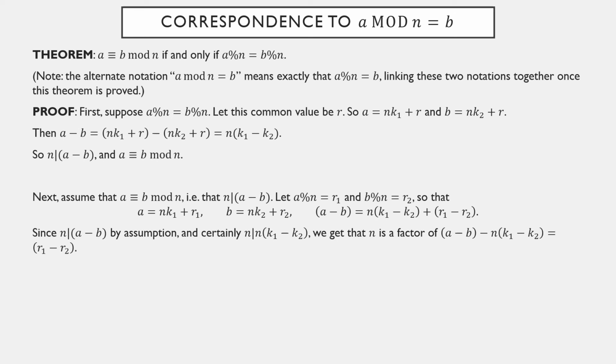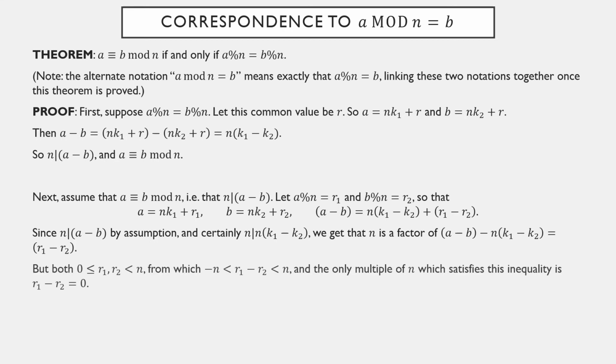Now, n, by assumption, is a factor of a minus b. n is definitely a factor of n times k1 minus k2. Therefore, we can factor n out of a minus b minus n times k1 minus k2. If n is a factor of this number, and it's a factor of this number, then it's a factor of the difference, but this minus that is just r1 minus r2. Therefore, n must be a factor of r1 minus r2.